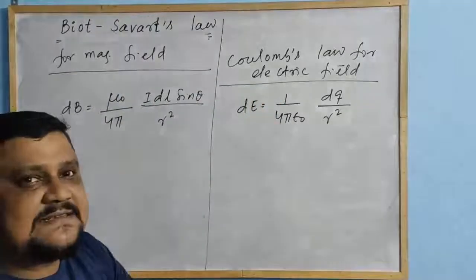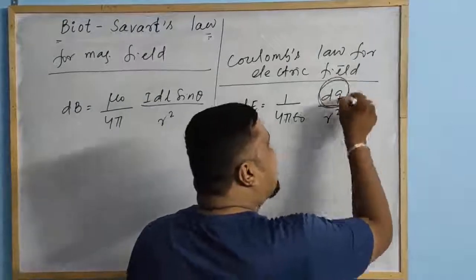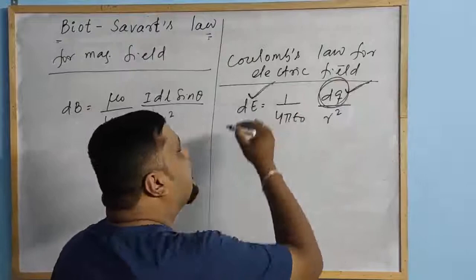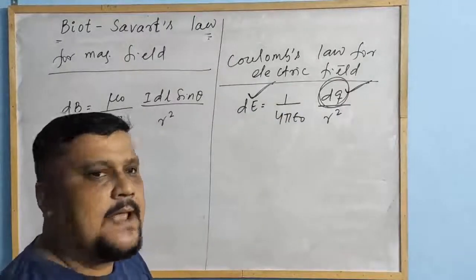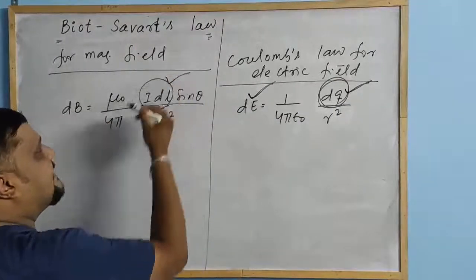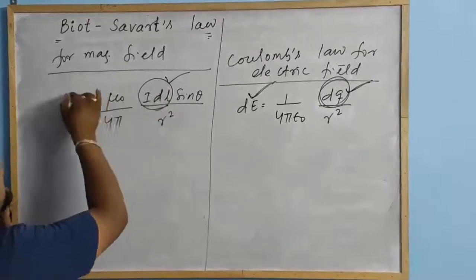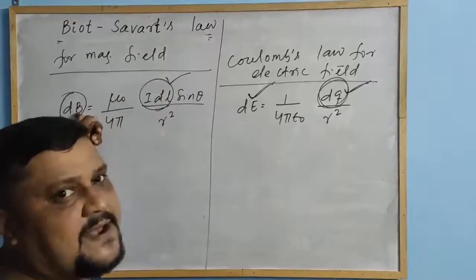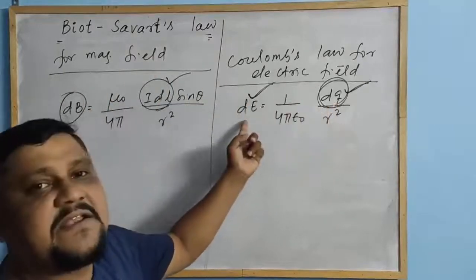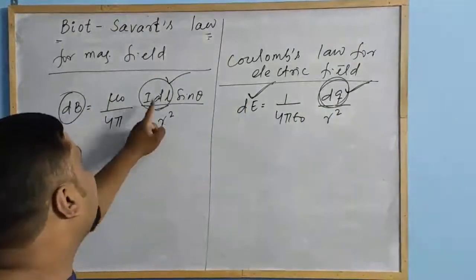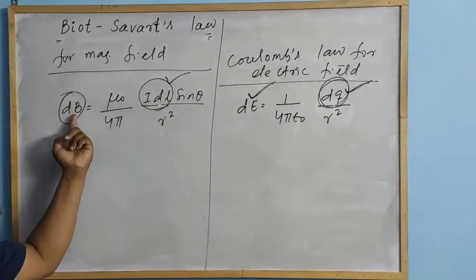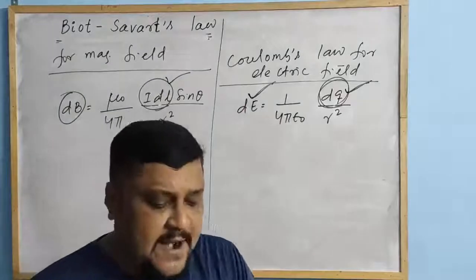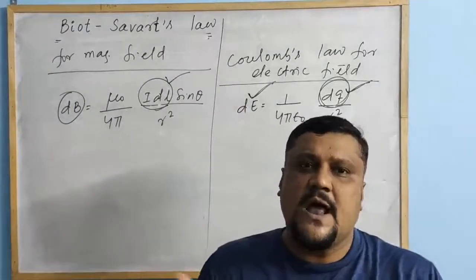But the main difference is that charge is a scalar quantity. This scalar quantity gives you the electric field. And here, I dl is a vector quantity. This I dl gives you the magnetic field. The current element gives the magnetic field. Here the charge gives the electric field. That is the most important difference between Biot-Savart's law and Coulomb's law.